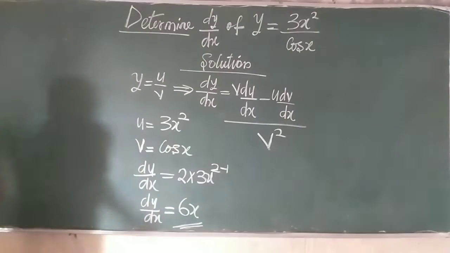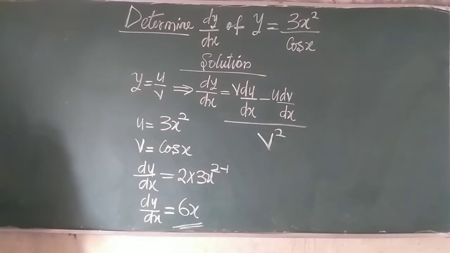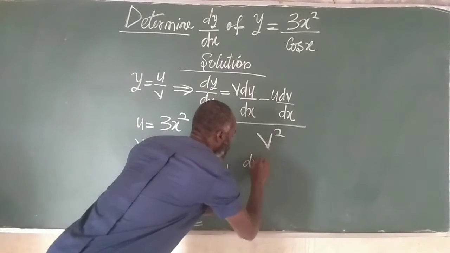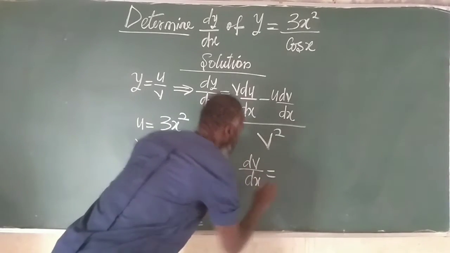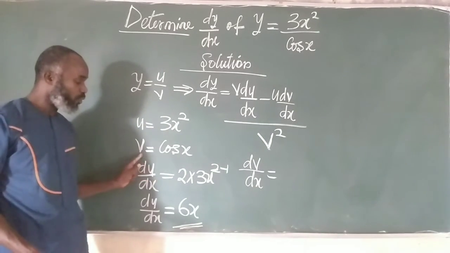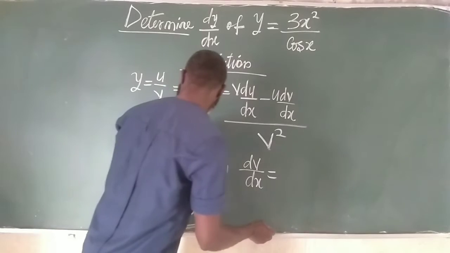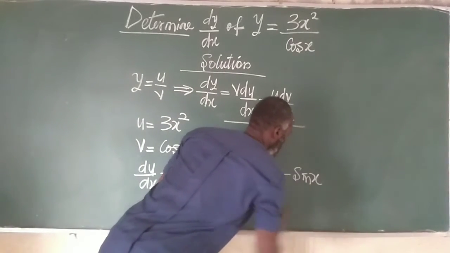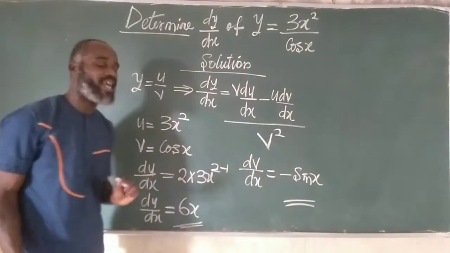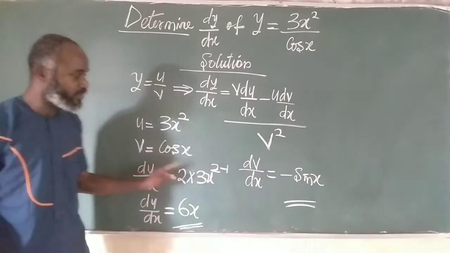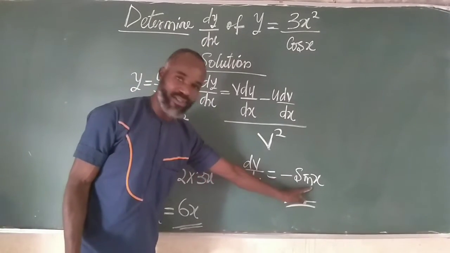The next one is differentiating v with respect to x. So we are going to differentiate v with respect to x, and that is going to give us minus sine x. Please take note that any time cos is differentiated, it leads to minus sine x.